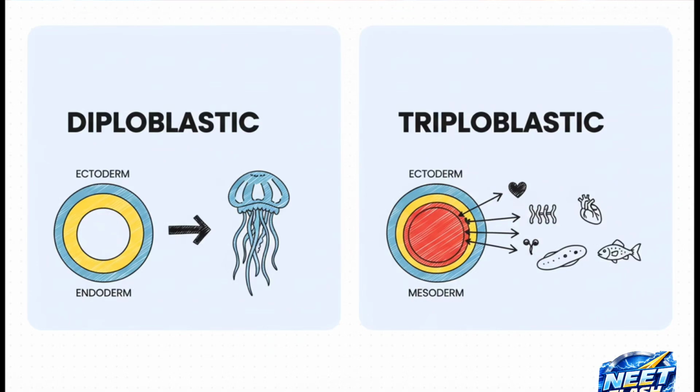On one side, you have diploblastic animals. They just have two layers, an outer one, the ectoderm, and an inner one, the endoderm. But then you have the triploblastic animals. They have a revolutionary third layer, the mesoderm, sandwiched right in the middle. And this middle layer is what gives rise to things like complex organs and muscles, unlocking just incredible new potential.